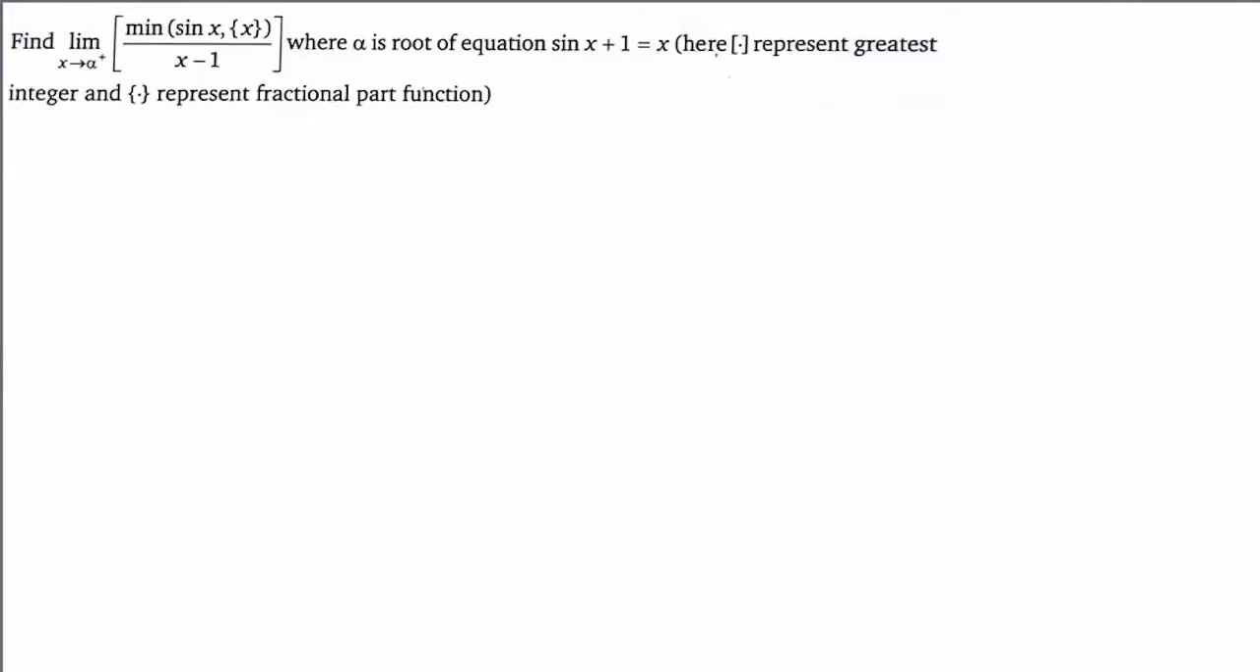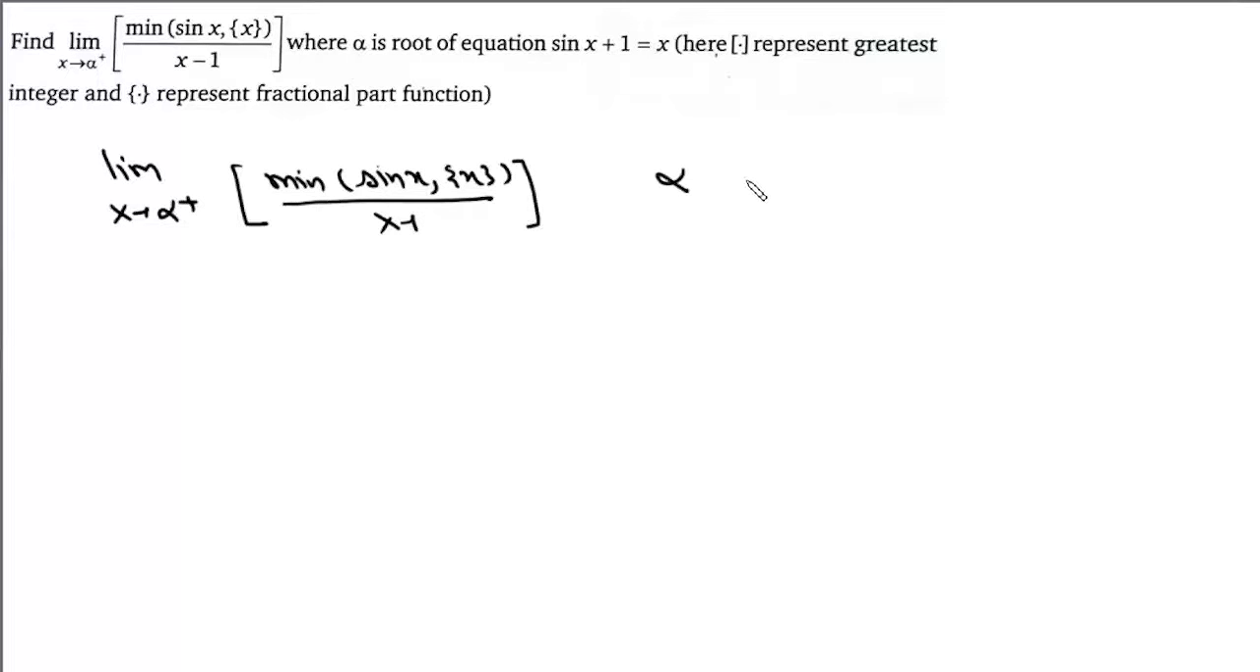Now here the question is, find this limit as x tends to alpha positive of the minimum of sin x and fractional part of x, upon x minus 1, where alpha is the root of the equation greatest integer of sin x plus 1 equals x, where these are the greatest integer and fractional part functions respectively.